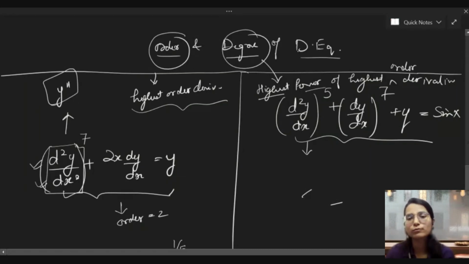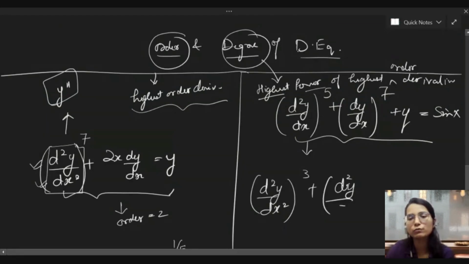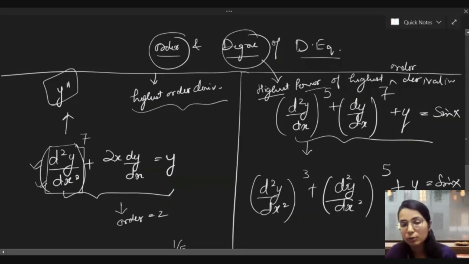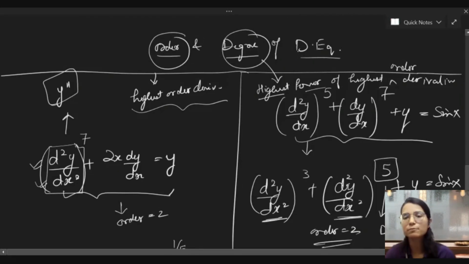Because if you were given a differential equation like this, for example, what is the degree of this differential equation? Now, in this case, both order derivatives are the same. So in this case, we will find the highest power. The highest power is 3 or 5. It's 5. So in this case, the degree would be 5. And of course, you know that the order is 2. So that is important to consider.